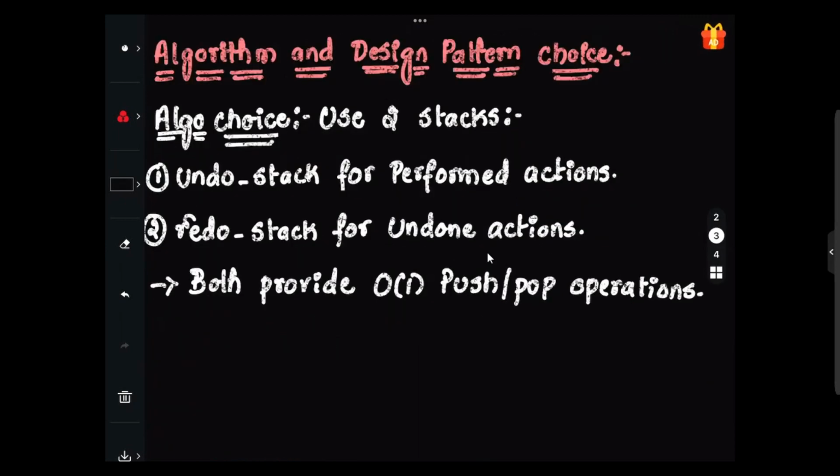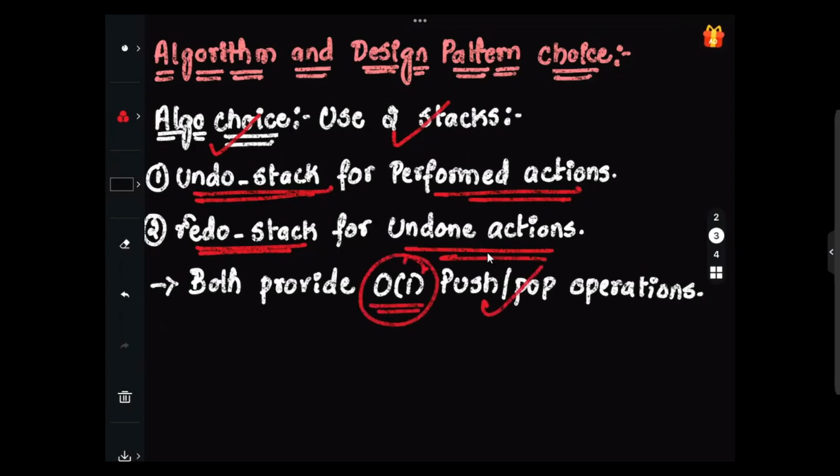Next, what we'll be doing. Based on the requirements and the question, I have gone with a particular algorithm, right? And also the design pattern choice. So let's discuss the algorithm choice as well as the design pattern choice. For the algorithm choice, we'll be making use of two stacks. Yeah, so we will be going with the undo stack as well as the redo stack, right? Undo stack for the performed actions and redo stack for the undone actions. Both provide O(1) push or pop operations. That's what they have asked in the question as well. In the non-functional requirements I had stressed the same, right?